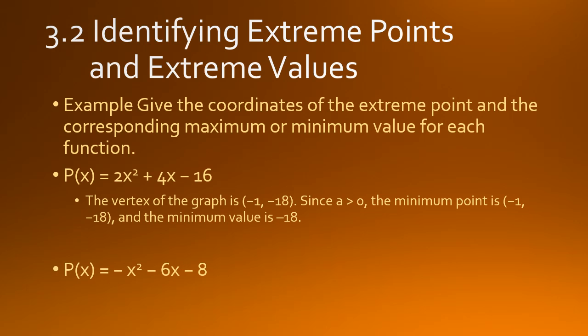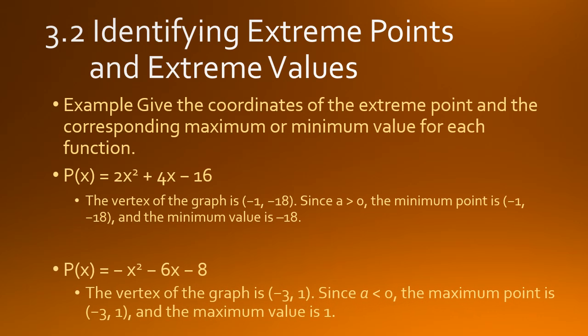Now try this one. Pause the recording, attempt it, and resume the recording to check your answer. And we have a vertex of (-3, 1). Because we have a negative in front of the x squared, this is a maximum point because the parabola opens downward, and the maximum value is 1.